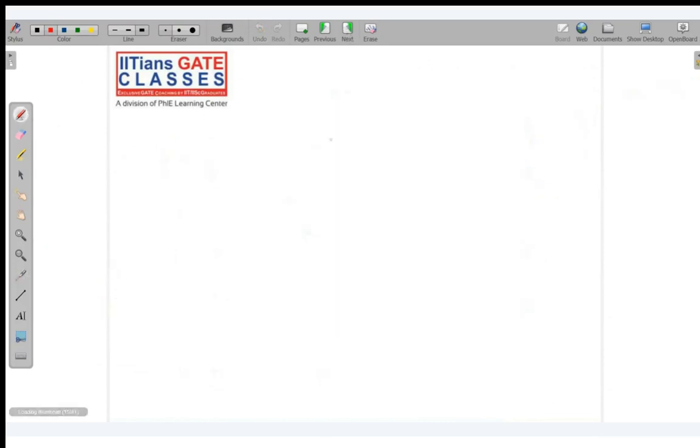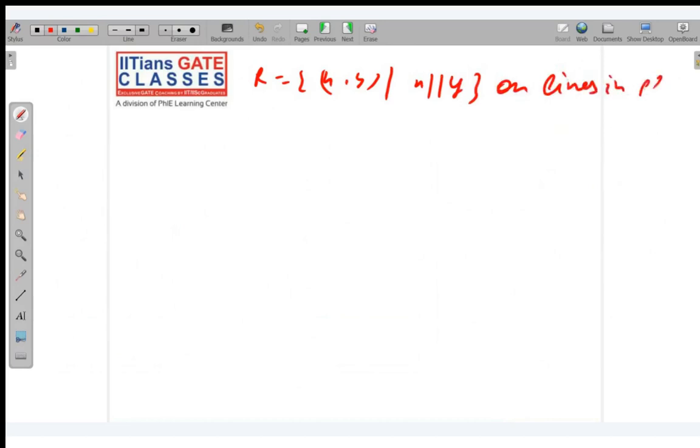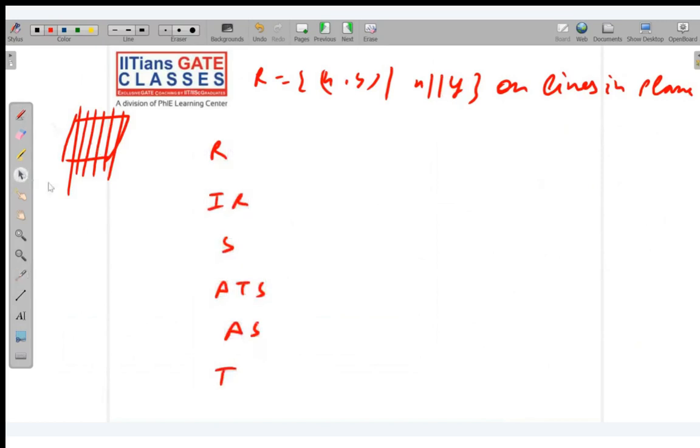These are all standard questions. So they will say relation R is x comma y such that x is parallel to y on lines in plane. So x and y are lines on the plane. For example, this is a plane and we have lines like this. They are saying x is parallel to y. So we have to check all the possibilities. Reflexive, irreflexive, and so on.